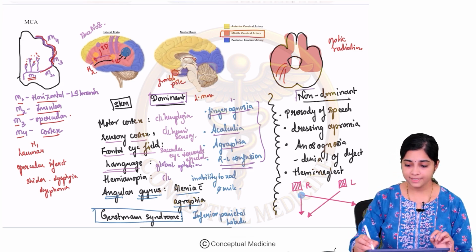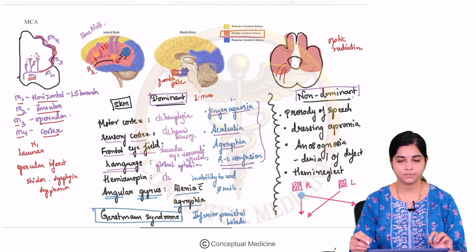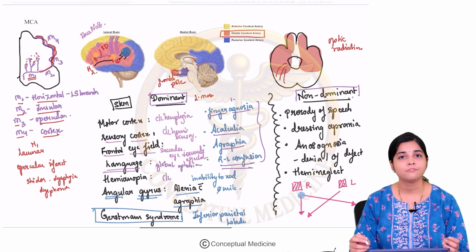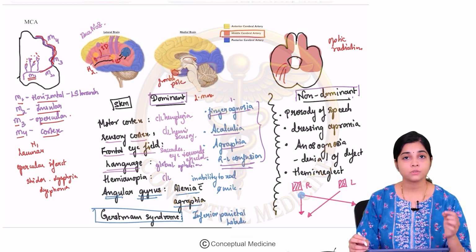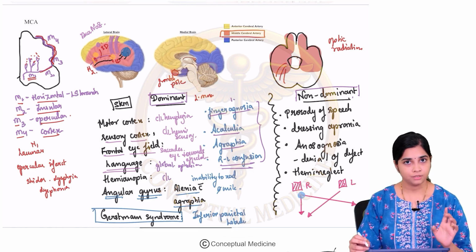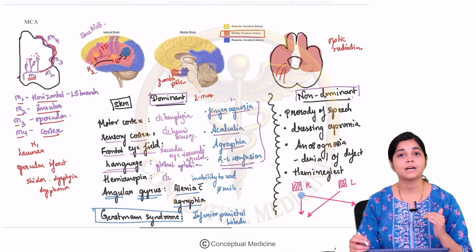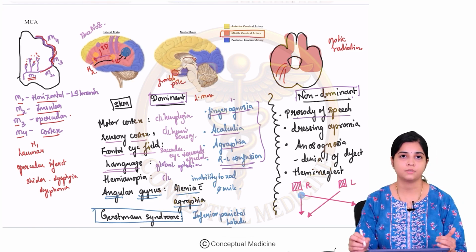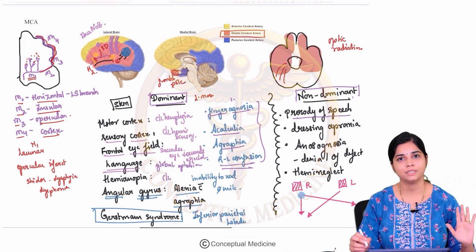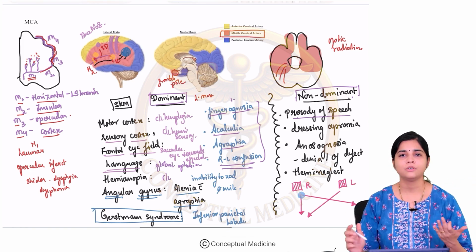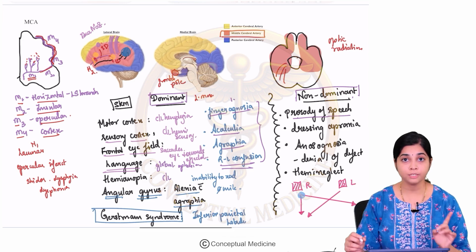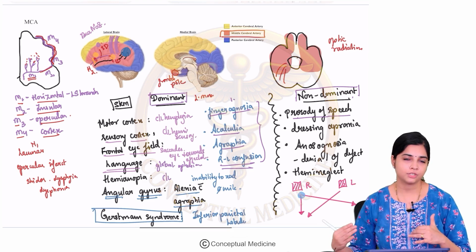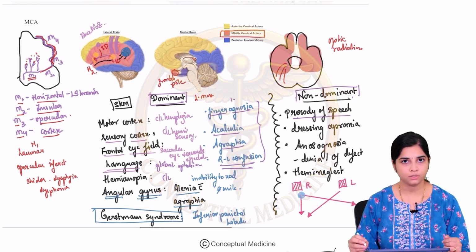Now, if there is an MCA infarct in your non-dominant hemisphere, so for example in a right-handed individual, a right-sided MCA infarct, what are the features that you can have? You can have motor cortex and sensory cortex involvement, but the additional feature that you have is loss of prosody of speech. We told you that language is in the dominant hemisphere. So if there is non-dominant involvement, your Broca's and Wernicke's areas are not going to be affected, but prosody of speech will be affected. What is the meaning of prosody? It means the rhythm in which the patient is talking, that is going to be lost.